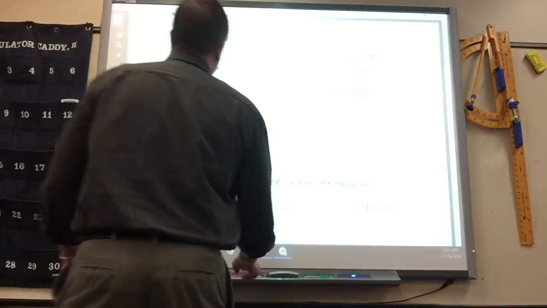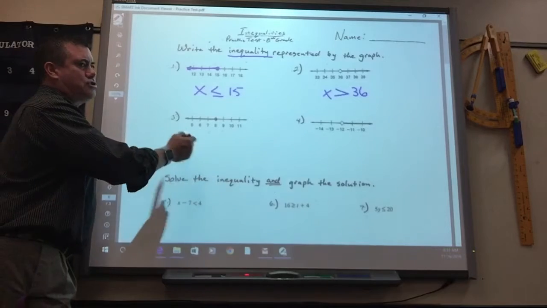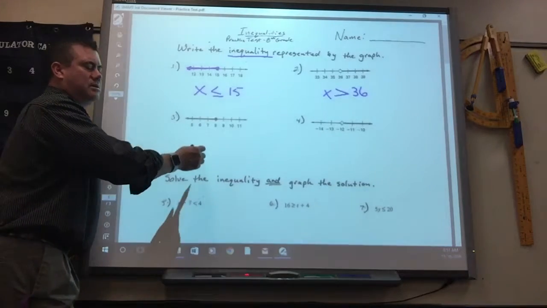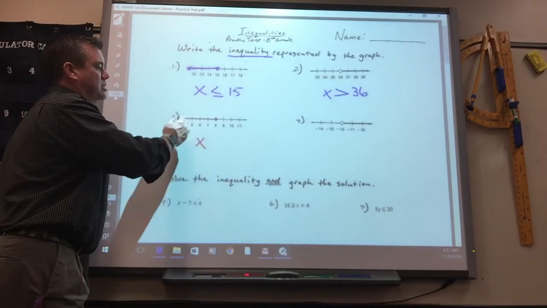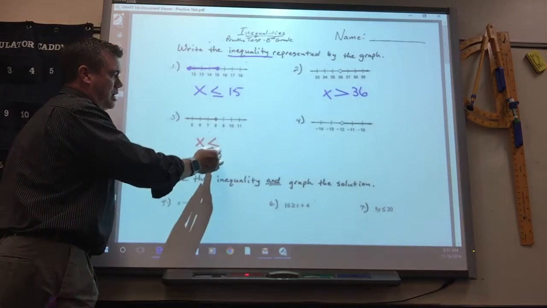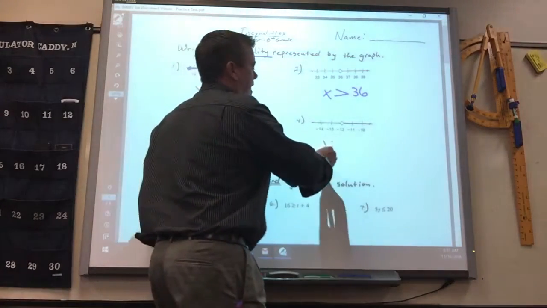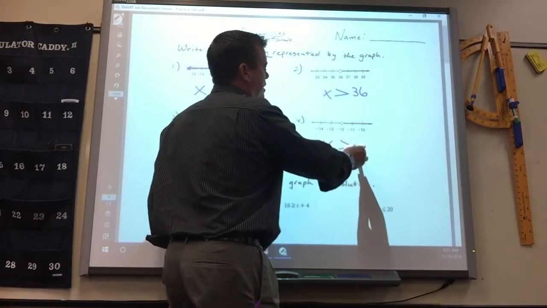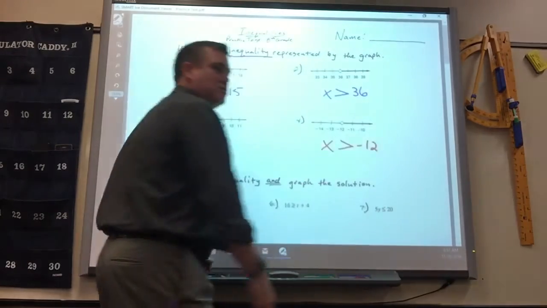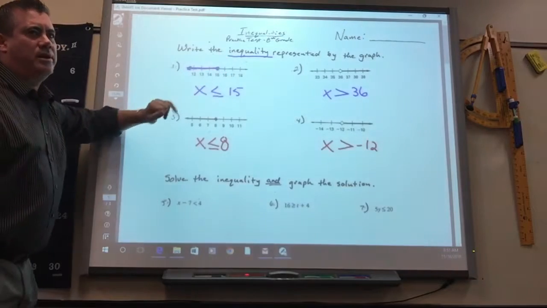Okay, quiet. So this is everything to the left. So x is going to the left, so it's less than. It's filled in, so it's also equal to 8. X is greater than, but not equal to, negative 12. So those should be easy, as long as you know what it means to write the inequality.